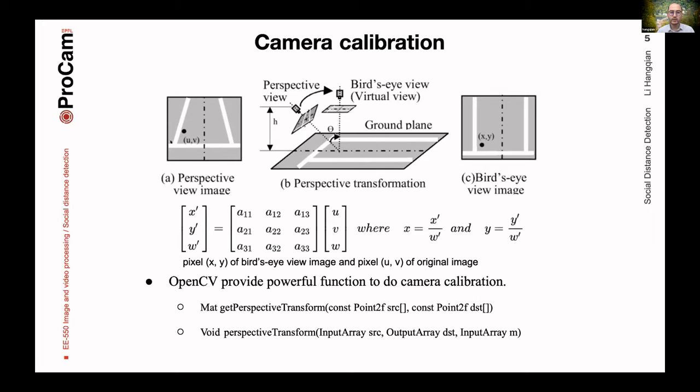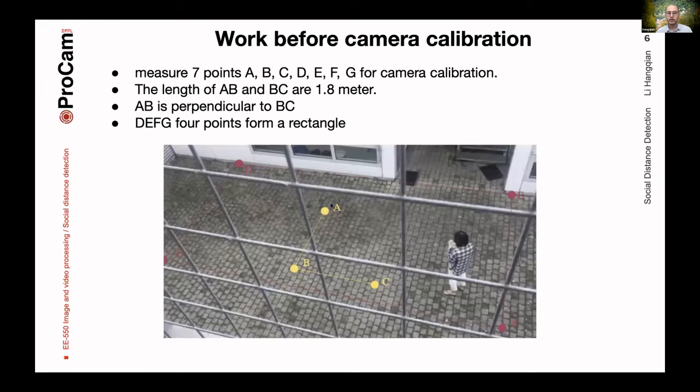Like we can use 4 points in the perspective image and 4 points in the bird view image to calculate the transformation matrix, and next apply this matrix to calculate the corresponding points in the bird view image. Luckily, OpenCV provides a powerful function to do the camera calibration, so I do not need to do the math by myself. But I need to do some pre-work before camera calibration.